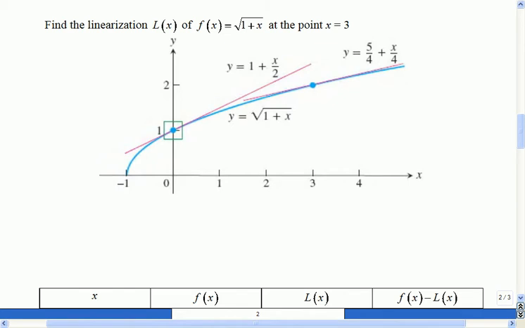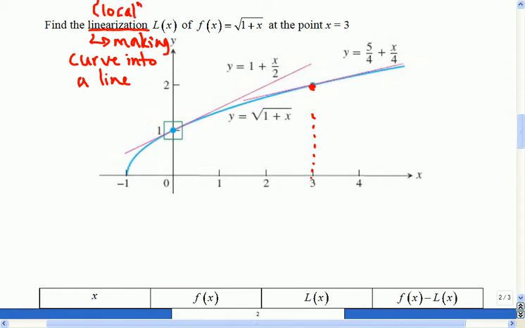Now, it's a good practice to try doing this. So I'm going to have you try finding the linearization at x equals 3. So again, when you hear that fancy word, linearization, that is basically making the curve into a line. And sometimes you might even hear the word local in there, because we don't want to think of this curve being good everywhere, like globally. We want to think of it being good only locally, very close to the point we used. So we're going to take a look here at x equals 3.